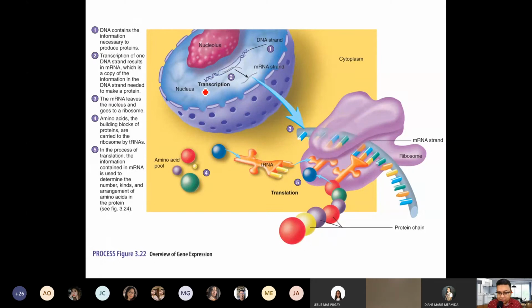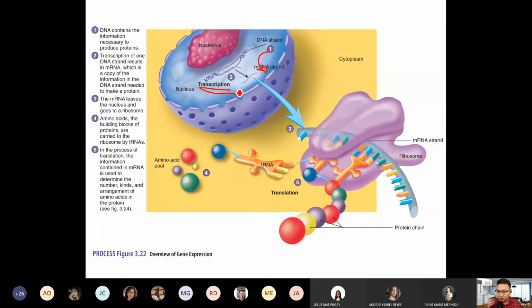It will be copied via transcription. Okay. However, in this process, hindi saktong-sakto yung kopya. Kumbaga, i-convert niya into something that your ribosomal units can use. Kasi pag DNA, nilabas mo sa ribosome, hindi niya magagamit yon. Ribosomes can only take mRNA. So DNA to mRNA, the process is called transcription.